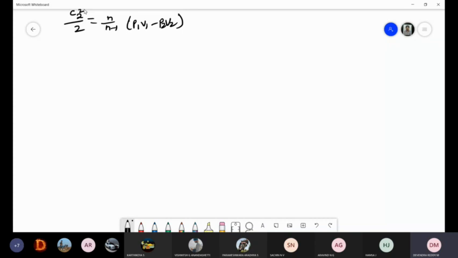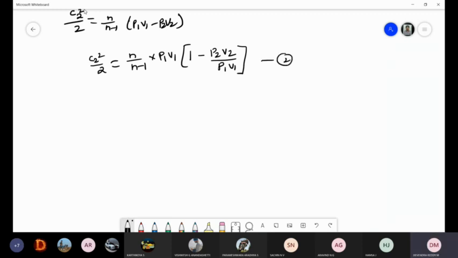Now I can write this equation as C2 square by 2 equals n divided by n minus 1 into P1 V1 into 1 minus P2 V2 divided by P1 V1. Can I write in this form? I have taken common factor P1 V1 out of P1 V1 minus P2 V2. Can I write, yes or no? Yes, sir.